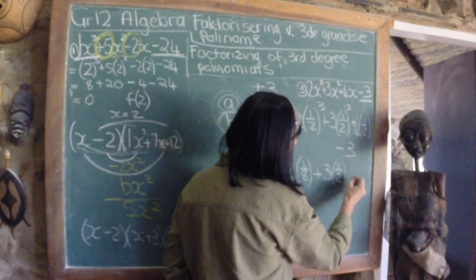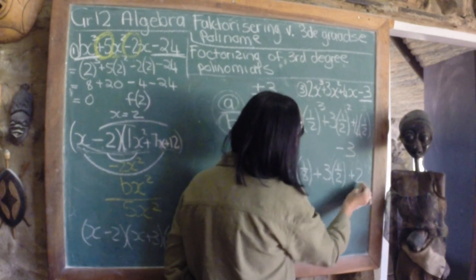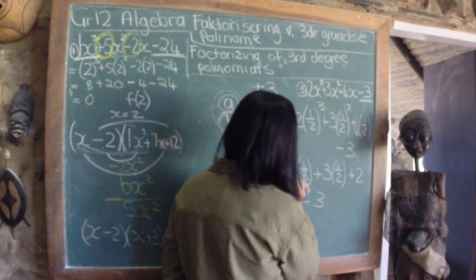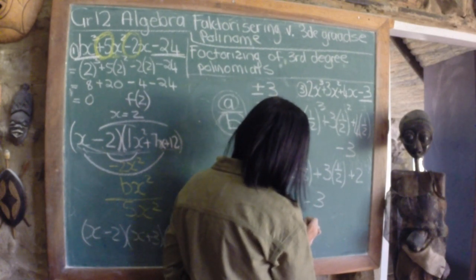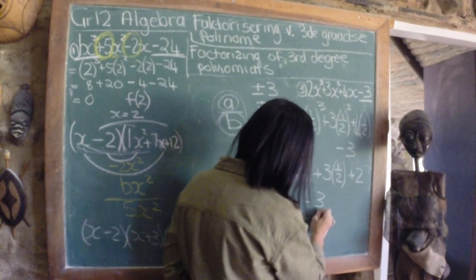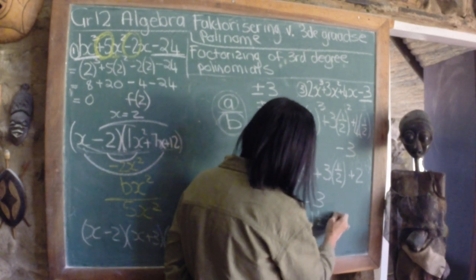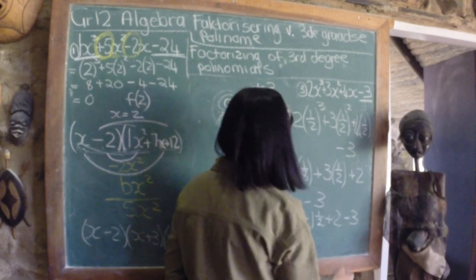4 times a half is plus 2 minus 3. So this 2 times an eighth is a quarter plus 1 and a half plus 2 minus 3. This is not going to give me 0.